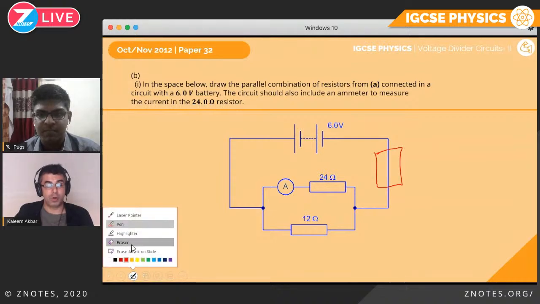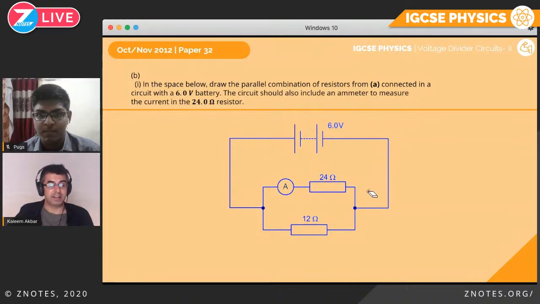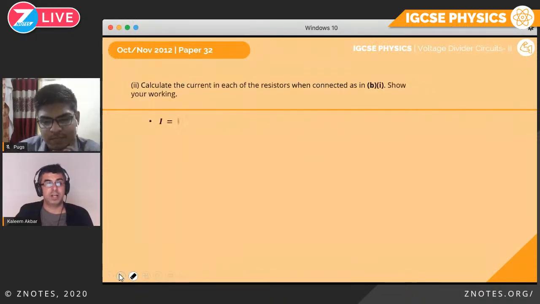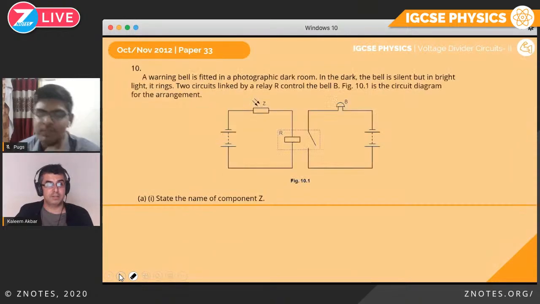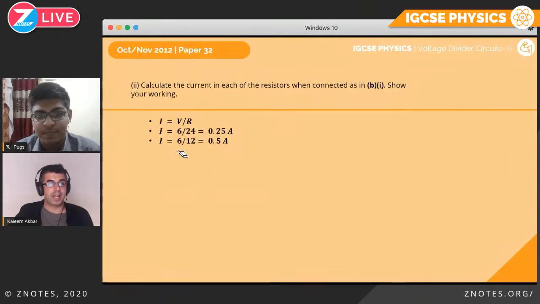And what I hope you all realize now is, finding the current's easy because now I do I equals V over R, 6 over 24, I equals V over R, 6 over 12. And what I hope that will teach you is higher resistance, lower current. Lower resistance, bigger current. That's exactly what's happened there.